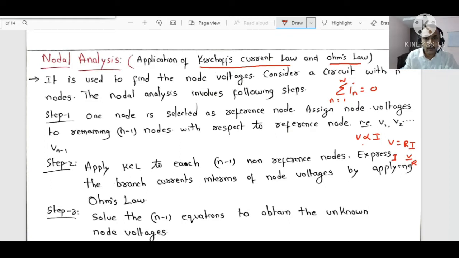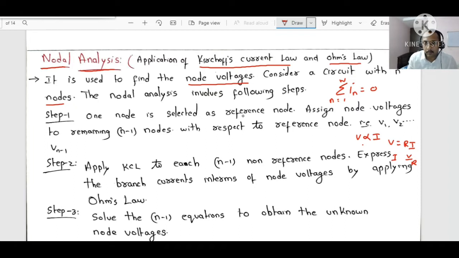I repeat again, which two laws will we use, dear students, to apply nodal analysis? We have to use Kirchhoff's current law and Ohm's law. Clear? Yeah. Now, for what sake will we do this nodal analysis? In order to find the node voltages. In order to find the node voltages for a circuit which has some n nodes, we will apply this nodal analysis.